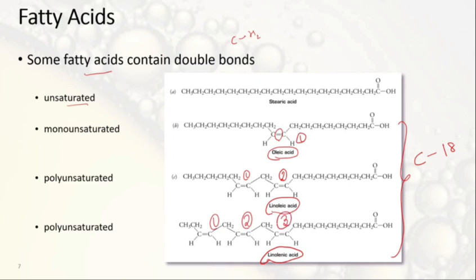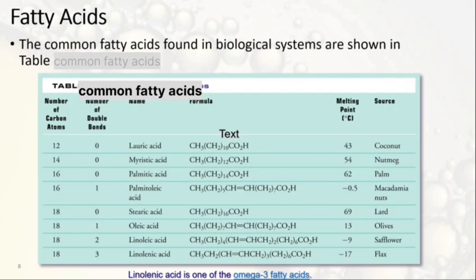Okay, so let's see the different numbers of carbon atoms and the common fatty acids found in biological systems. If the number of carbon atoms is 12, you can see here there is no double bond, so it is a saturated fatty acid and it's known as lauric acid. The common source is coconut.